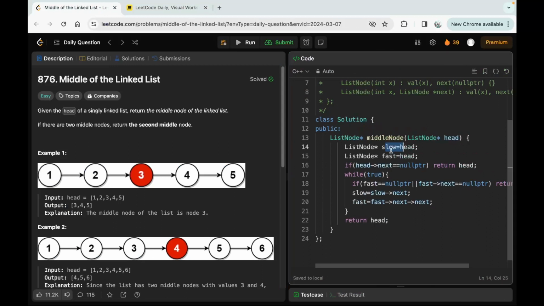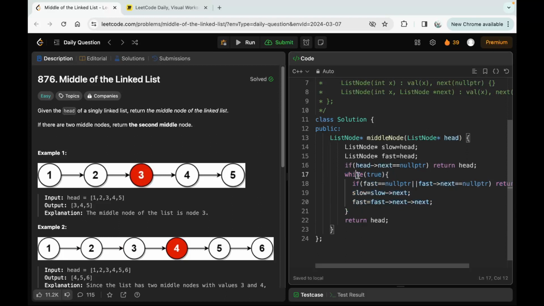So you take slow and fast, both initially pointing to head, and we also check if head next is null, right? Then you can simply return the head. That is, there is only one node present, so that node is going to be the middle node only. Then we are iterating in this loop.